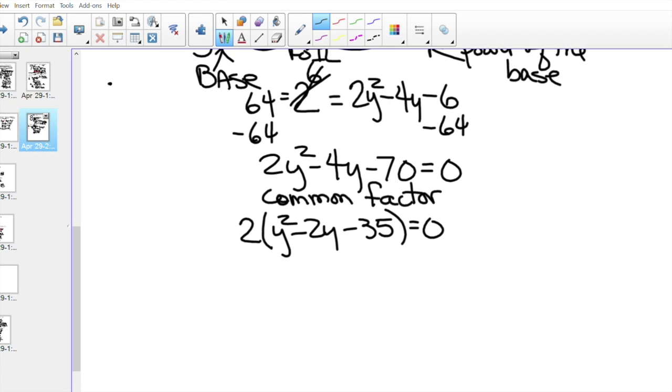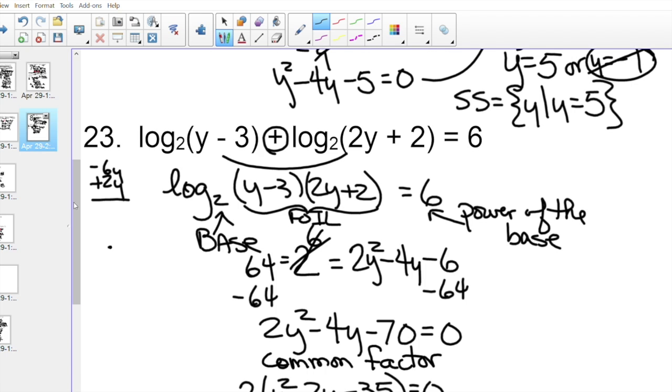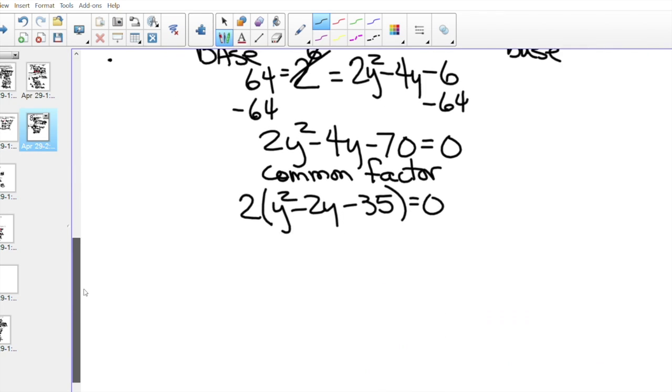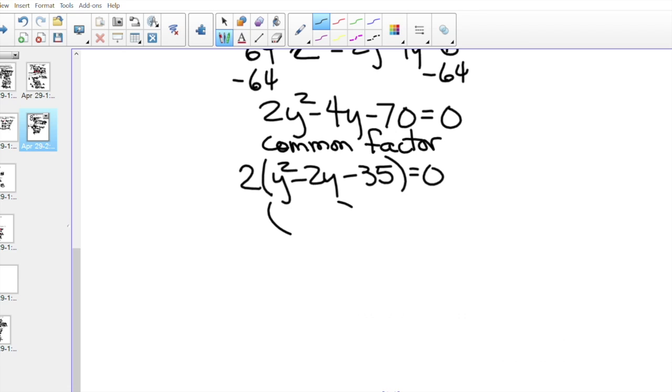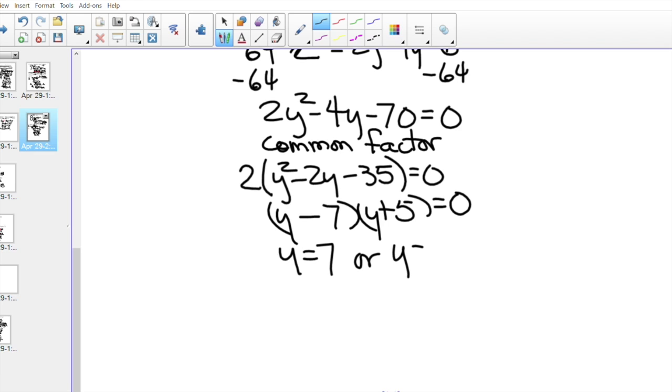Now, continue on. Factor that. Trial and error, simple. I hope you said simple. Y and y, 7 and 5. Now when you subtract, you can't have two negatives, only one. So the sign of the larger number, in this case 7, is the same as the middle term. So the answer is y equals 7 or y equals negative 5.